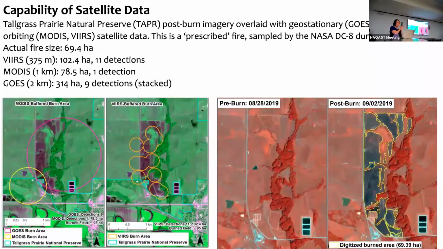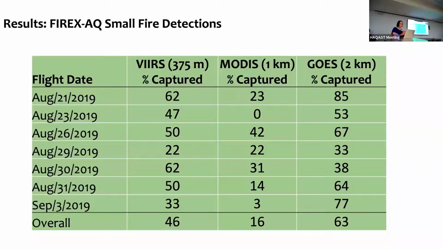And so you can see that we've digitized this area, and if you look at it really quickly, you can easily find the burned areas in these data. This is a pretty large area burned. So if we put this all together, MODIS captures only 16% of the fires detected, VIIRS 46%, and GOES 63%.